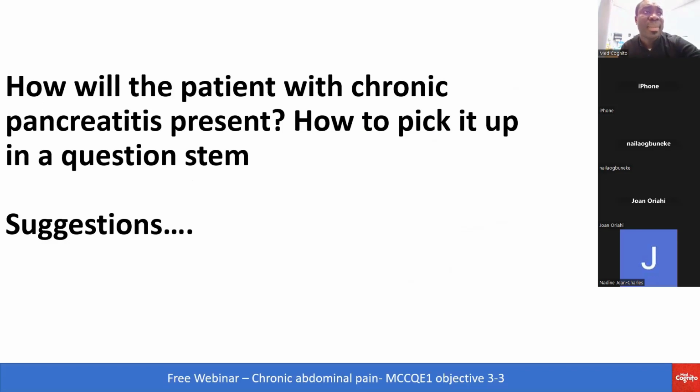Yeah, back pain. Okay. Mid epigastric pain radiated to the back. So epigastric pain which radiates to the back. Okay. What else? Nausea and vomiting. So if I have somebody with nausea and vomiting plus epigastric pain which radiates to the back, the differential which should come to the top should be chronic pancreatitis.